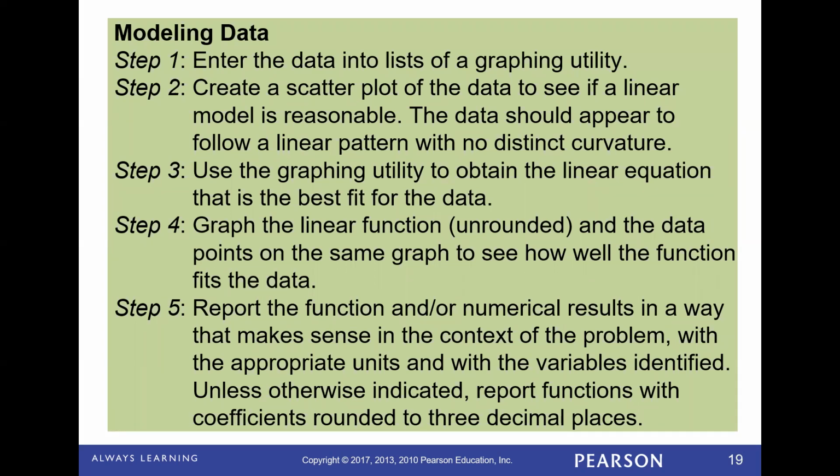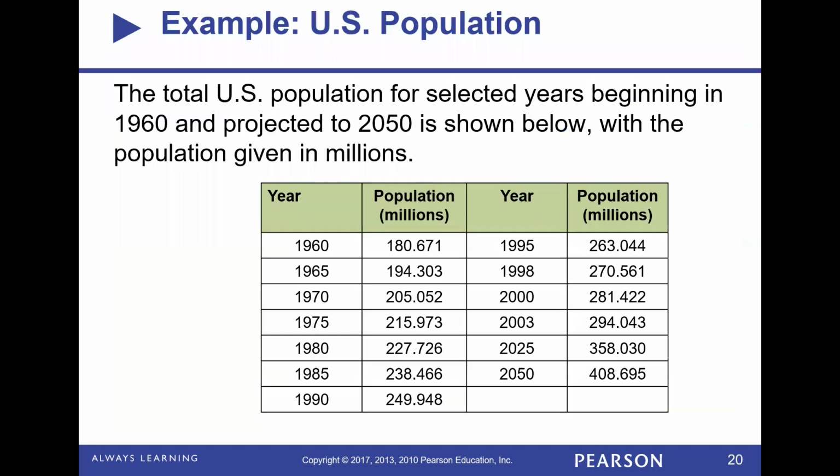Basically, step one is you got to put the data in the calculator. Step two is you want to create a scatter plot. Check to see if it is linear or not. We'll learn about things that are not linear later, but if it doesn't look anywhere near linear, you're going to see that it's not going to work very well. Step three is you're going to basically obtain the linear equation from the calculator, which has got a whole step process in itself. Step four is you're going to graph the linear function. We are going to look at unrounded and rounded, so I'll show you the two differences between those. And then step five is report the function, where you might have to maybe make adjustments for rounding or anything like that, depending on what we have.